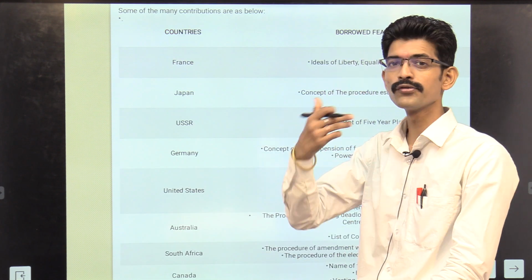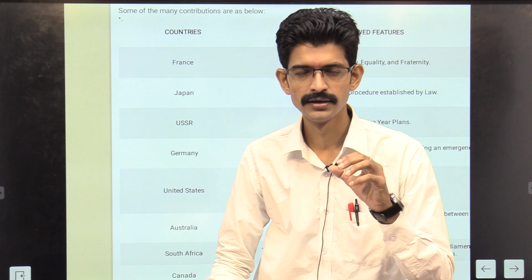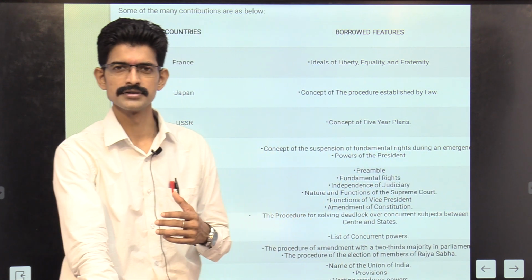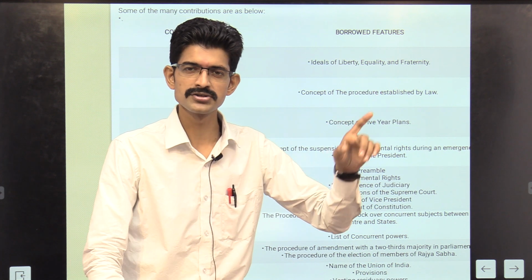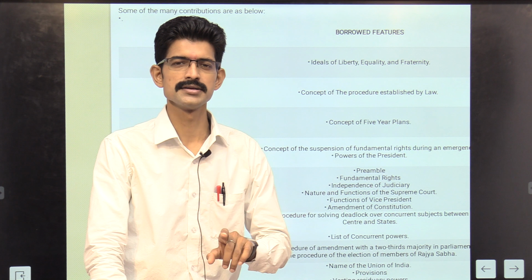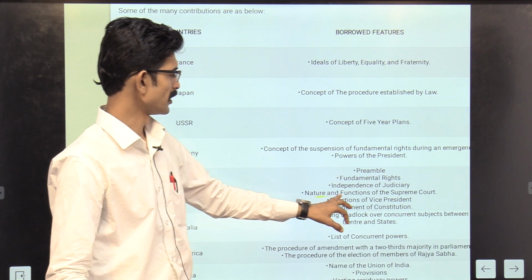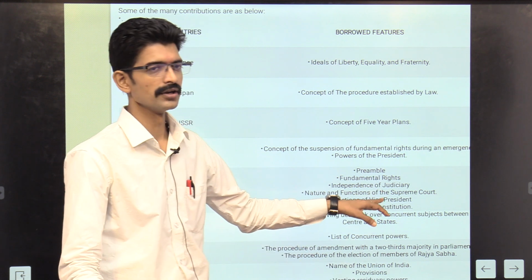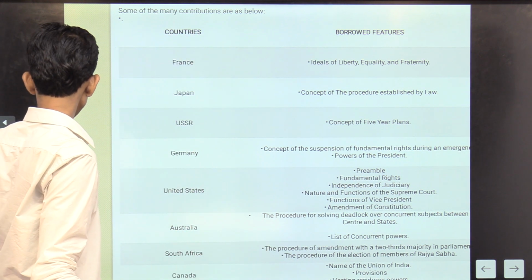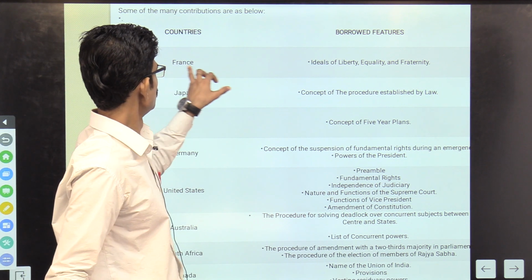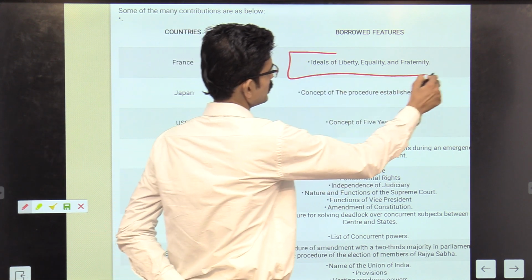So what were the borrowed features of the Indian Constitution? We saw that there were certain original parts that were authentically added to the Indian Constitution by our founding fathers. Then there were separate parts that were borrowed from other countries, such as from the United States of America. We got fundamental rights, features of the Supreme Court, the nature and functions of the Supreme Court, independence of judiciary, preamble, then justice, function of Vice President, and the powers of the parliament. Further, we saw that we derived features of liberty, equality, and fraternity from the French Revolution.